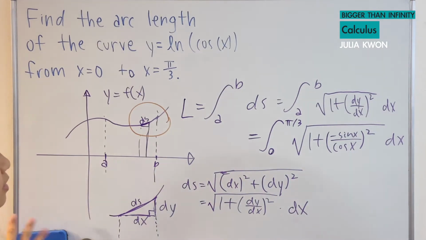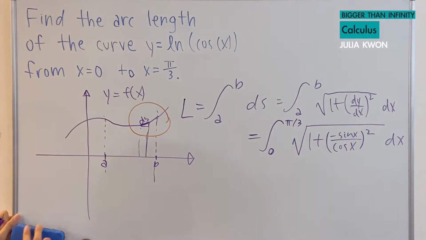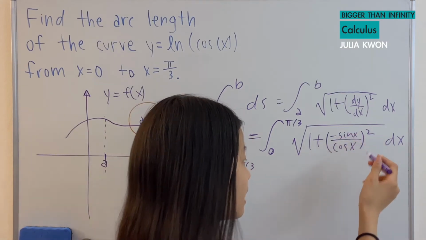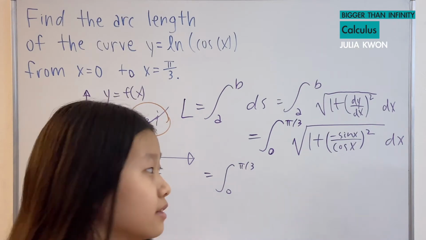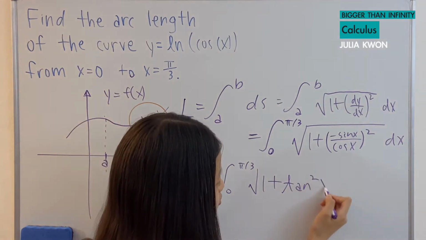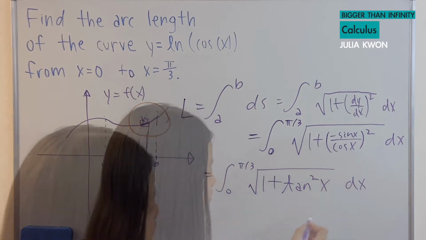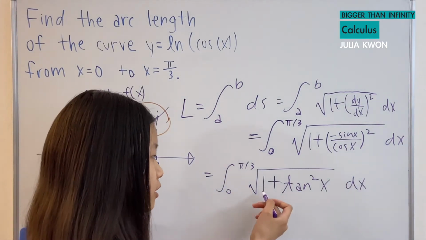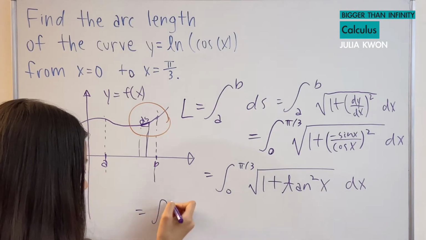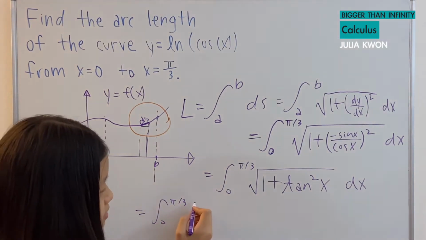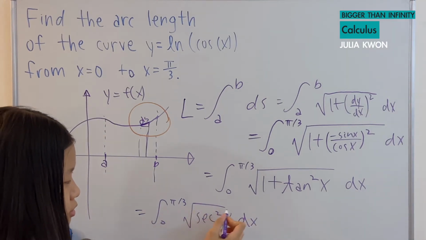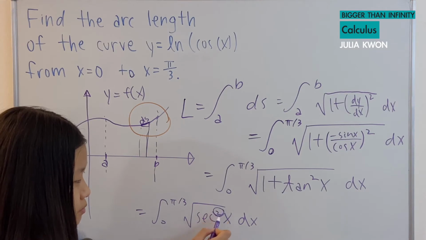Now we don't really need this part, so I'm just going to erase it. And as you can see, negative sine x divided by cosine x is equal to negative tangent x. If we square that, we have the square root of 1 plus tangent squared x, dx. If you're not familiar with the trigonometric identities, 1 plus tangent squared x is actually equal to secant squared x. So that would leave us the integral from 0 to pi over 3 of the square root of secant squared x dx. But since we have the square root, we can just get rid of the power of 2.